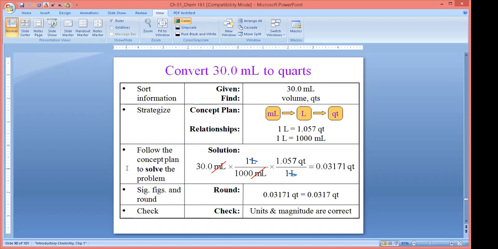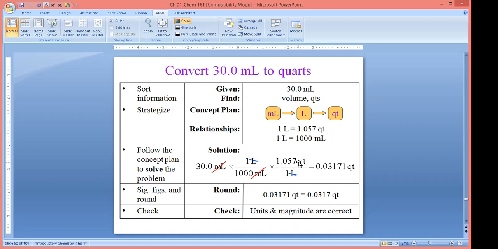This one, milliliter to quarts. Again, we have 3 sig figs, so that's what we're going to want in our answer. We need to get out of milliliters into something else. We have this conversion factor of liters to quarts, so we want to get into liters, have the liters cancel, and we'll get to quarts.